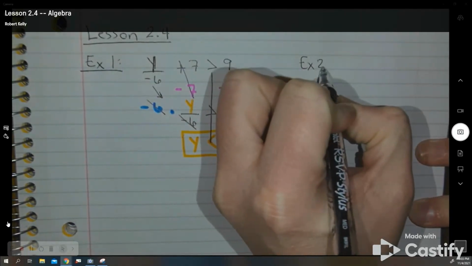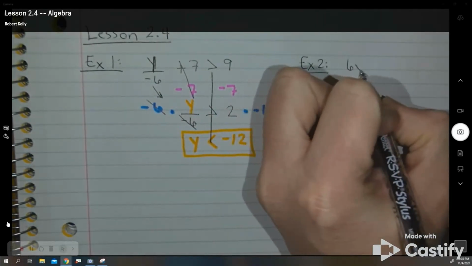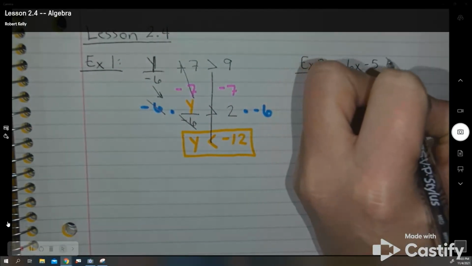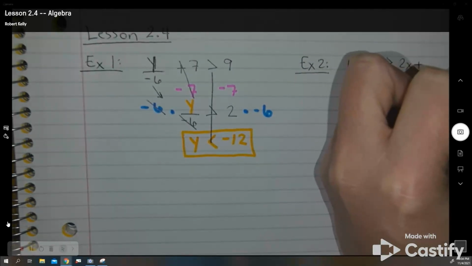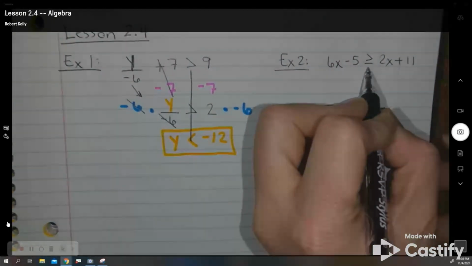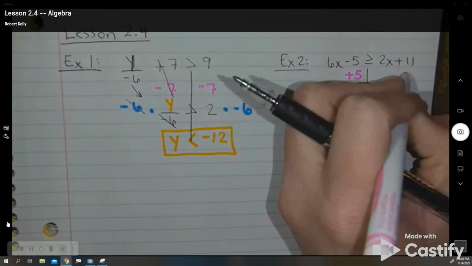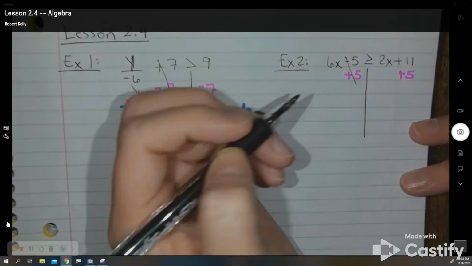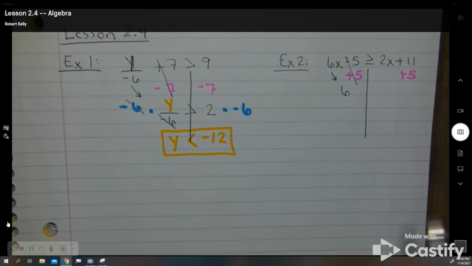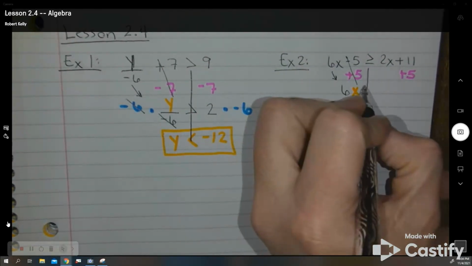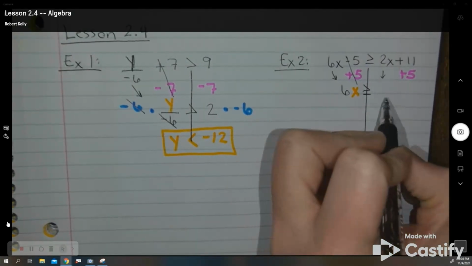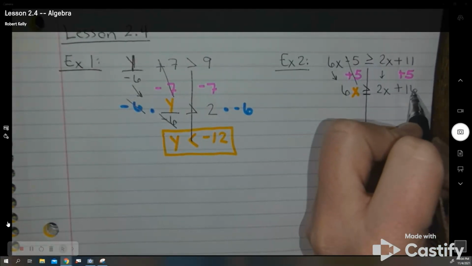For example 2, we have 6x minus 5 is greater than or equal to 2x plus 11. So this time we've got variables on both sides of the inequality, similar to when we had them on both sides of the equation, but I'm still going to start with getting all of my plain numbers onto one side. And since I like to try and keep my numbers positive if possible, I'm going to add 5 to both sides. So negative 5 plus 5 will cancel. I have 6x. All I did was add, so my inequality symbol stays the same. Bring down this 2x. 11 plus 5 is 16.